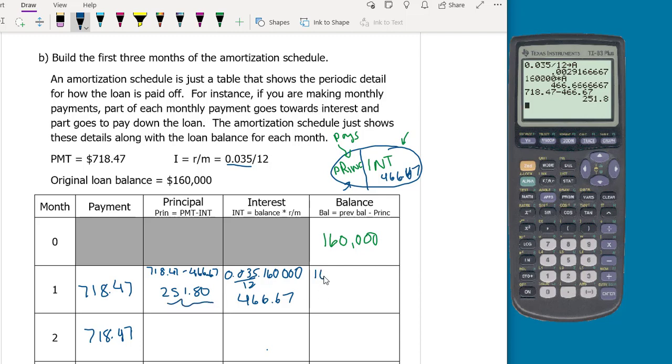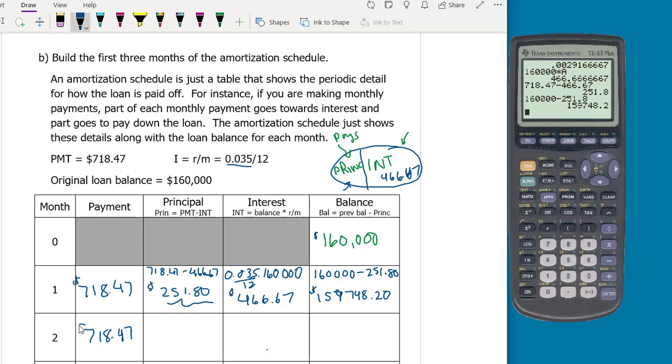Now the balance, all we're going to do, this is the amount that we used to pay off the loan, so we have taken that $160,000 and we've paid off $251.80. So our balance, if we take the 160,000 and subtract off the 251.80, we end up with $159,748.20. Okay, and these are all dollar signs.